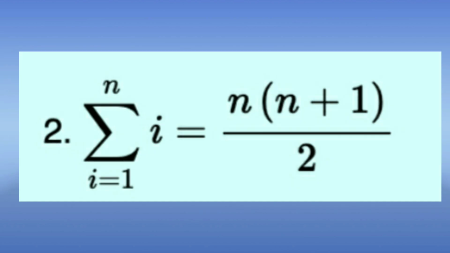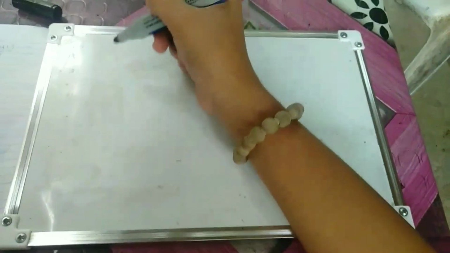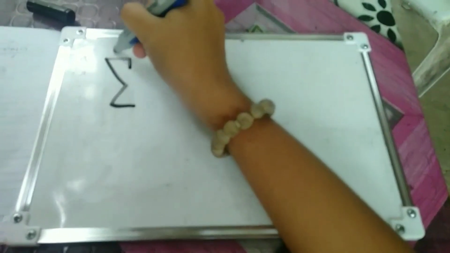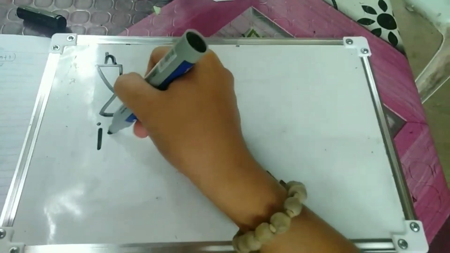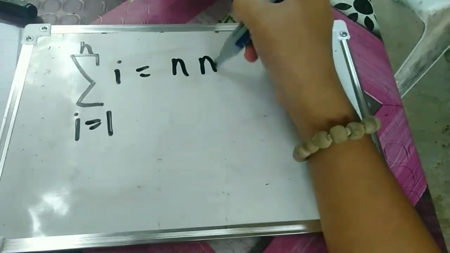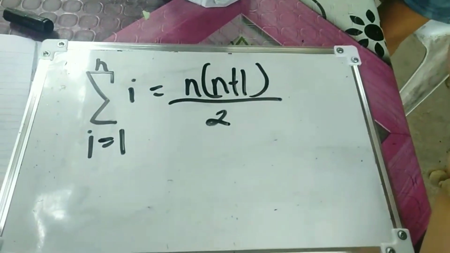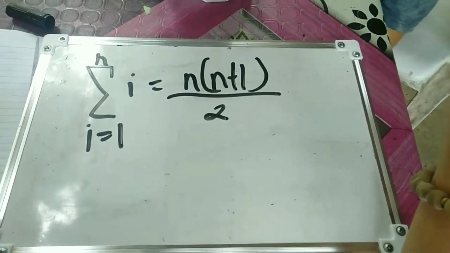Ganun lang. So now let's move on to the second formula, which is summation from i equals 1 to n of the variable i equals n times n plus 1 divided by 2. That's our formula. So let's try it with numbers.